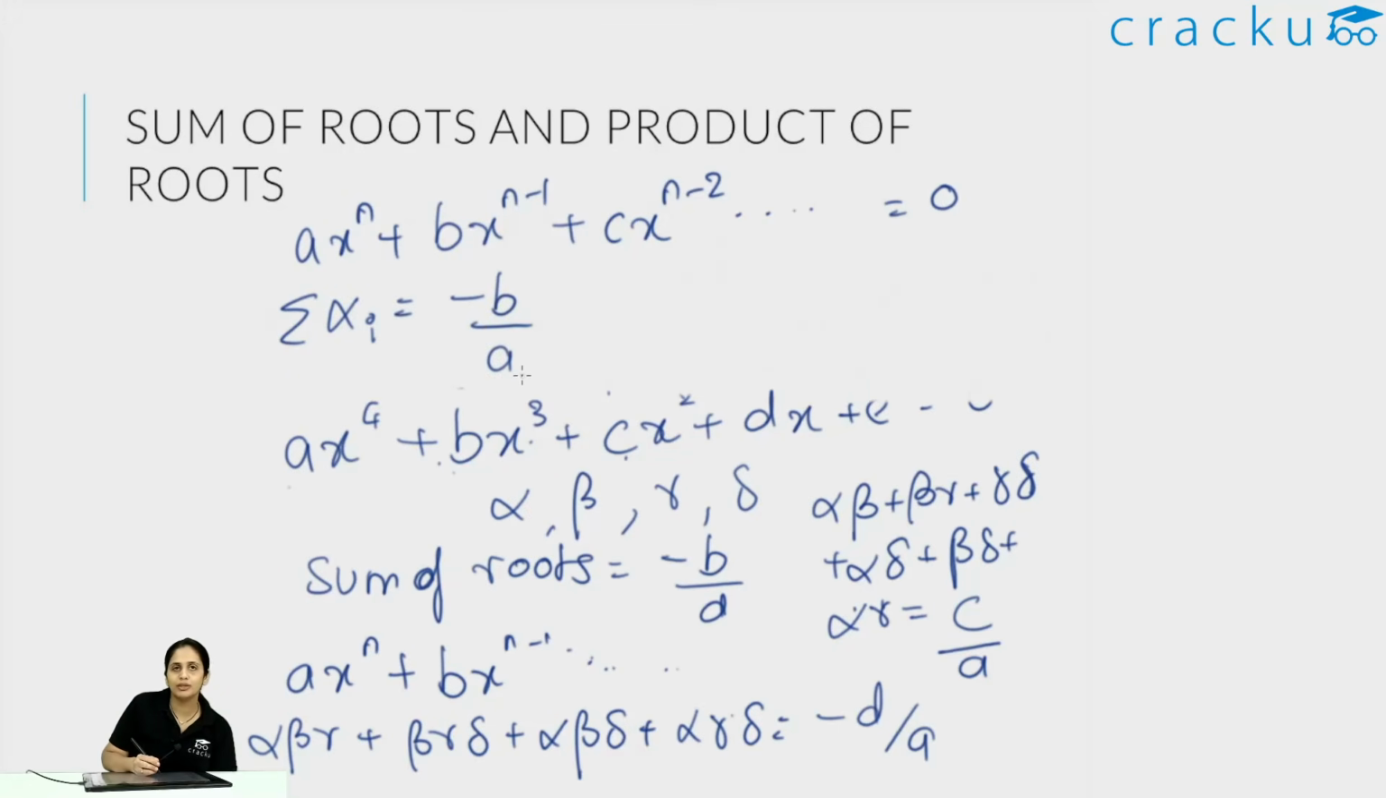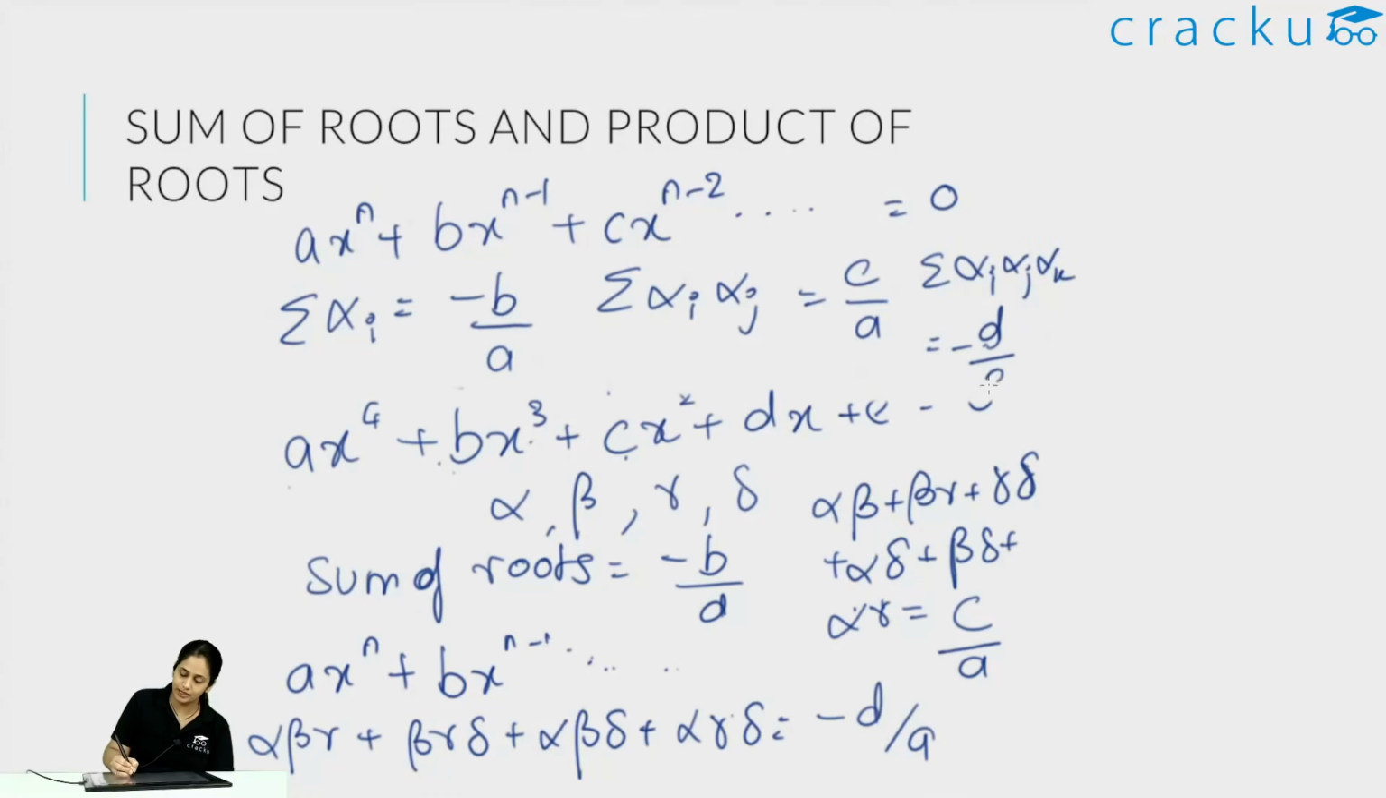The sum of the roots taken two at a time, that is alpha i and alpha j, this sum where i goes from 1 to n. The sum of the product of the roots taken two at a time will be the second part. So this will be c by a. Then taken three at a time will be alpha i, alpha j, alpha k. This product sum will be equal to minus d upon a, and so on.